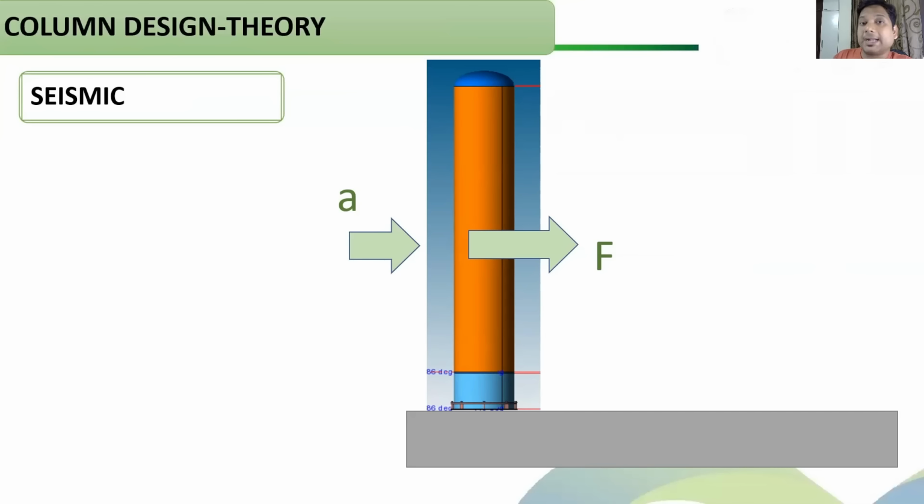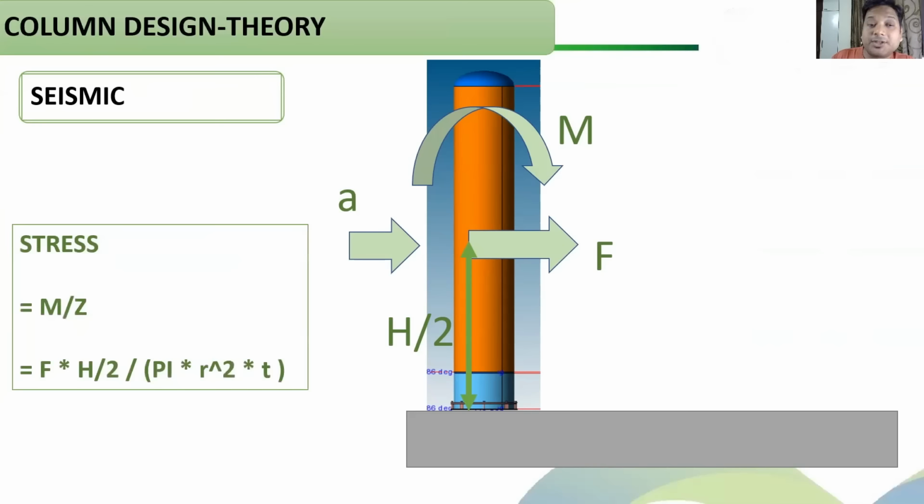So liquid weight also will be added. So total weight multiplied with the acceleration will get the force. This force will be acting at the center of gravity. Now, the center of gravity location multiplied with this force will give us moment. Now, once we have this moment, we can use the stress formula, the cantilever theory. If you remember, stress is M by Z, moment divided by section modulus. Section modulus is property of your section. Okay, so in this case, it will be pi r square into t for this shell. So moment divided by section modulus, we get the stress, which is bending stress.